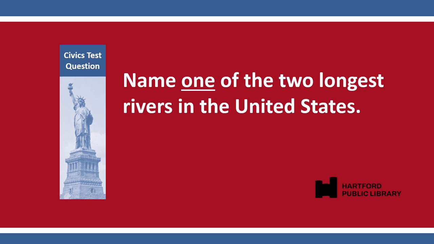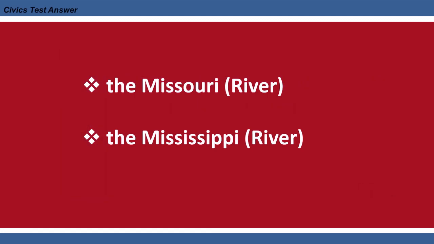Civics test question. Name one of the two longest rivers in the United States. The Mississippi. The two longest rivers in the United States are the Missouri River and the Mississippi River.